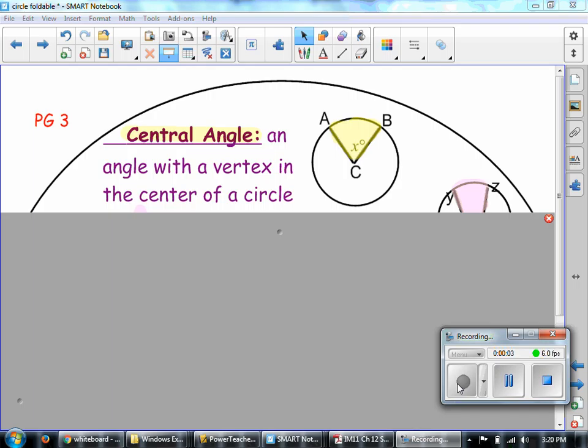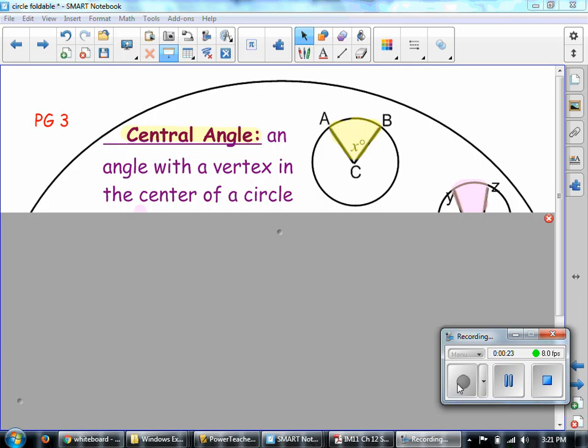Okay, this is page 3 of your Circles foldable. We're going to talk about central angles and arcs associated with a circle. The first one we're going to talk about is a central angle. A central angle is an angle with a vertex in the center of the circle.